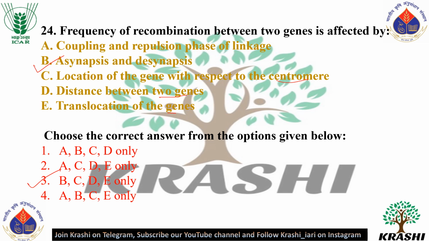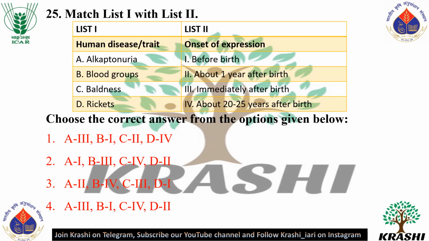Asynapsis is the situation, that is the failure of the homologous chromosomes to pair or synapse during the first meiotic division. Whereas desynapsis is when the homologous pair normally pairs at the prophase but later fails to maintain their association.